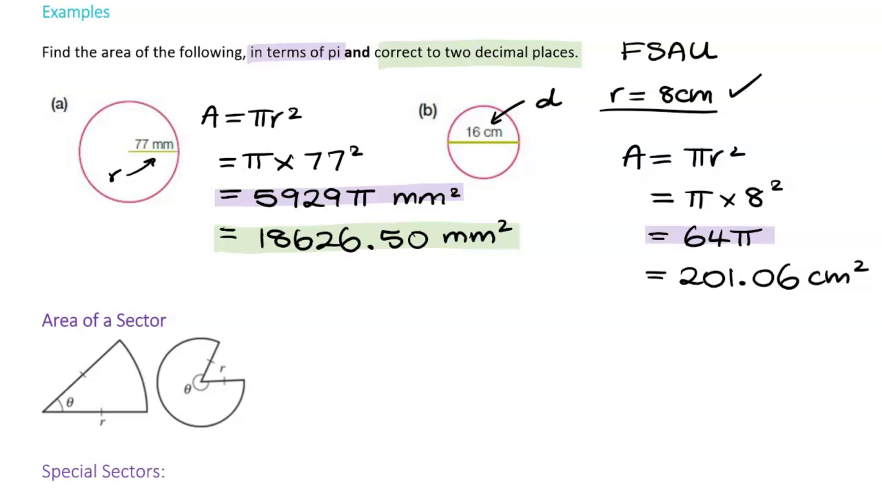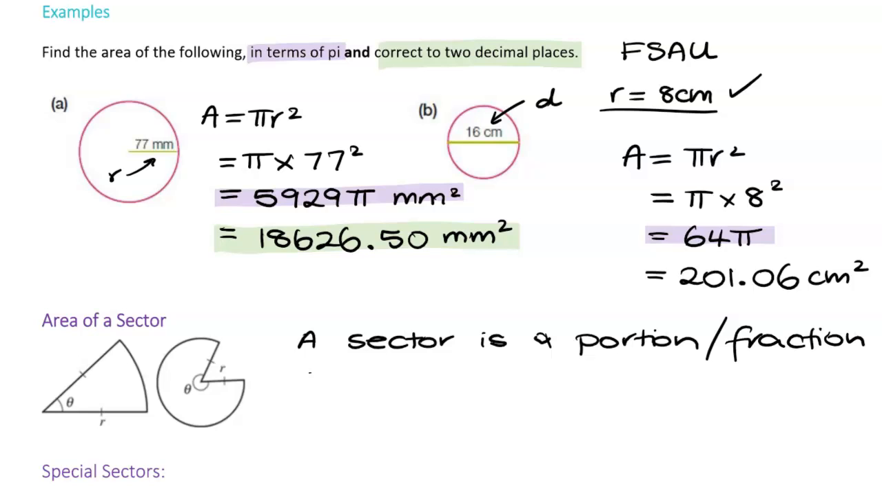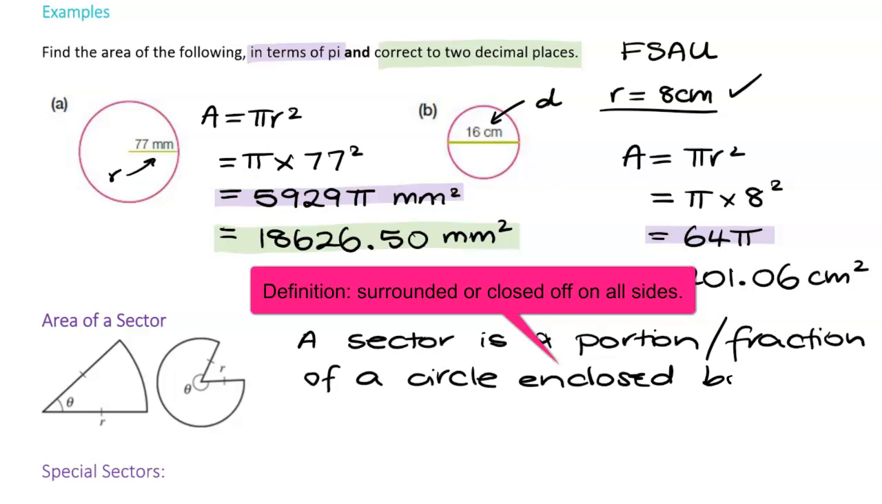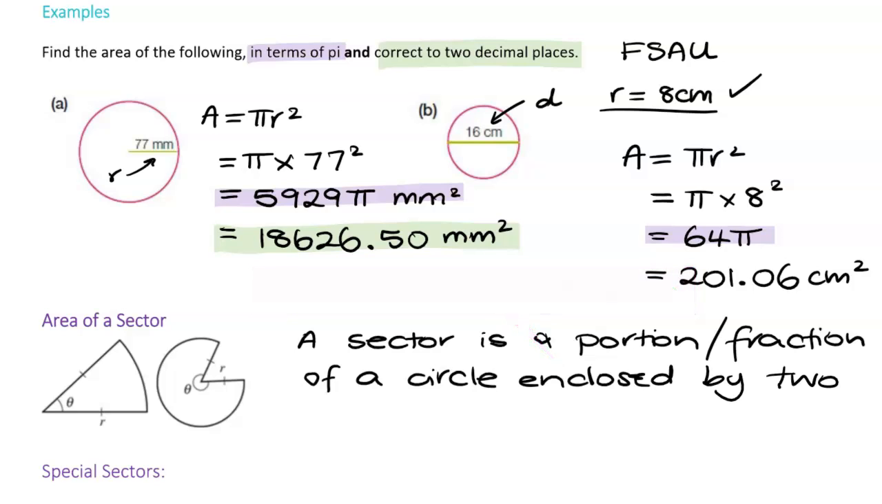When we're looking at sectors, these are actually fractions of circles. And I think it would be really good if we wrote down the definition of a sector. So a sector is a portion. You could also write a fraction. So I'm going to write fraction of a circle enclosed by 2 radii and an arc.